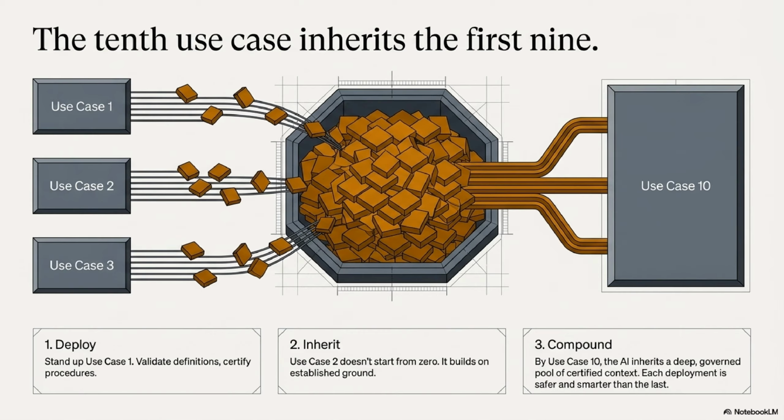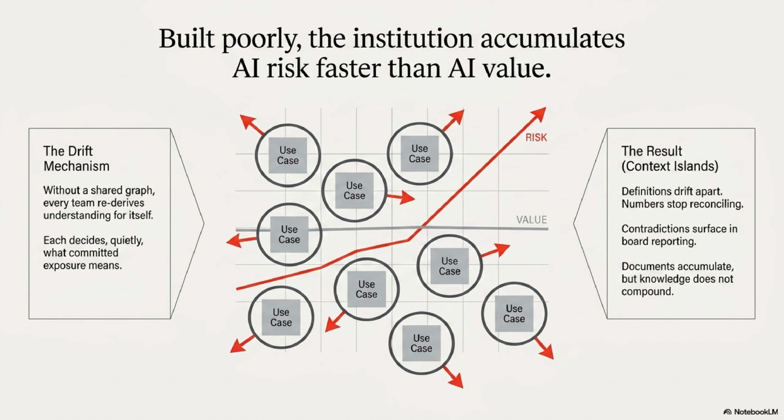That's compounding. Now watch what happens when you do it badly. Same 10 use cases. No shared graph. Now every team rederives understanding for itself. Each one decides quietly what committed exposure means. Those definitions drift apart. The numbers stop reconciling. One division's answer contradicts another's, and that contradiction surfaces in board reporting or filing. This is what we'll later call context islands, a teaser for a problem we take on head-on in Act 3. Built this way, the institution accumulates AI risk faster than AI value. More projects, not more advantage.